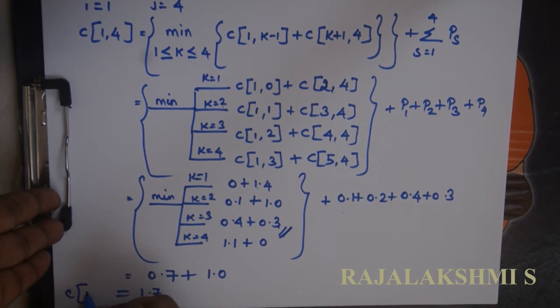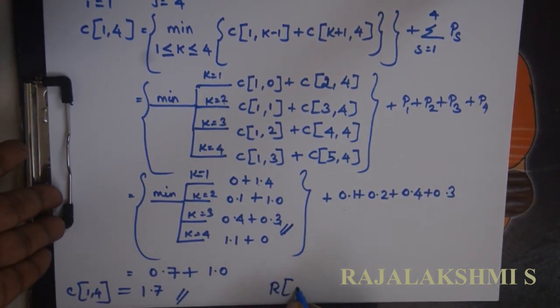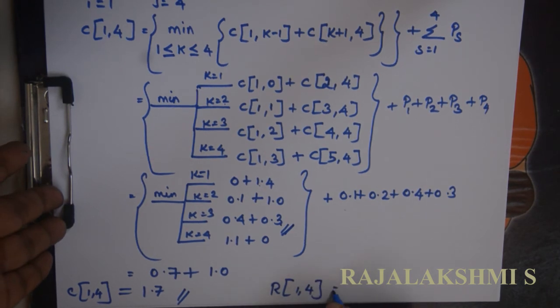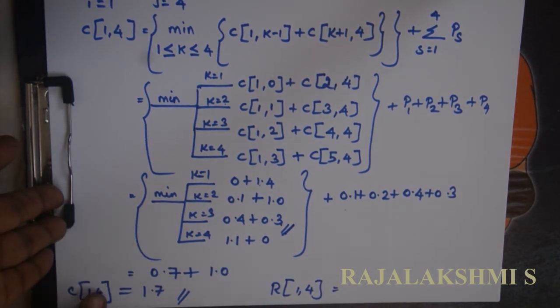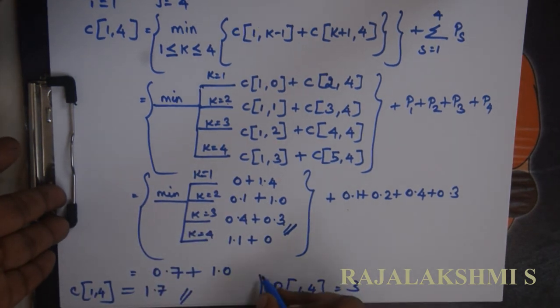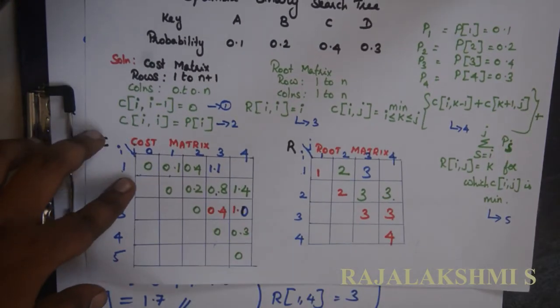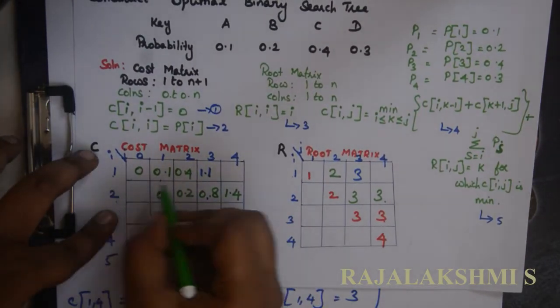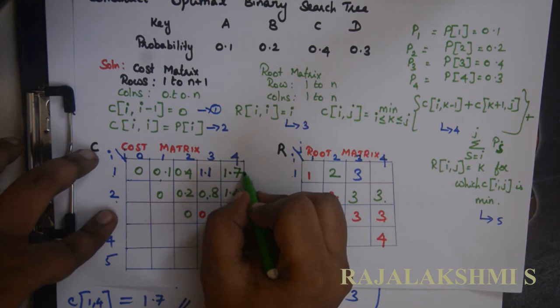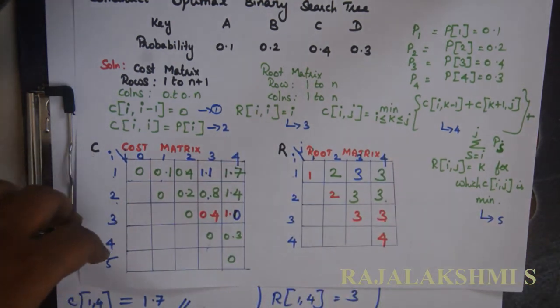So C of 1 comma 4 is equal to 1.7 and R of 1 comma 4 is equal to, so at what value of k is this C of 1 comma 4 minimum? At k equal to 3. So R of 1 comma 4 is equal to 3. Yes. So now we will fill these two values in the table. C of 1 comma 4 is equal to 1.7 and R of 1 comma 4 is equal to 3. Okay.